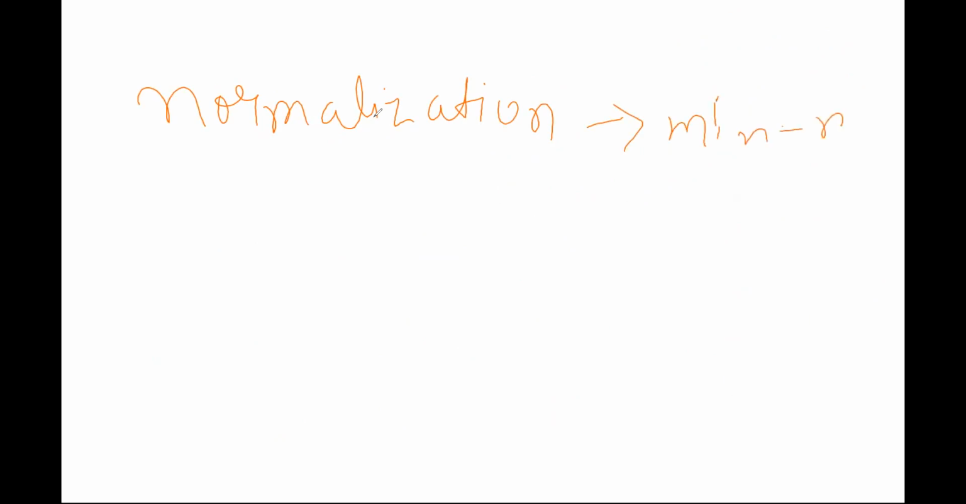So there are actually different methods of feature scaling. One is called normalization, and another can be min-max.